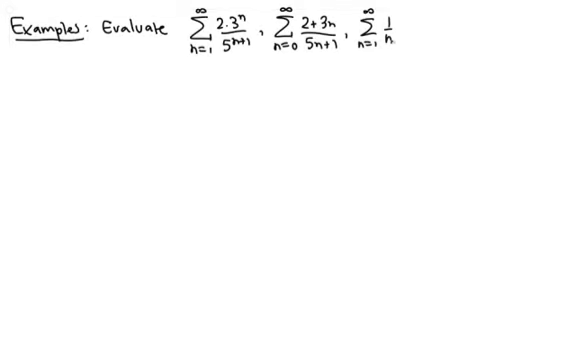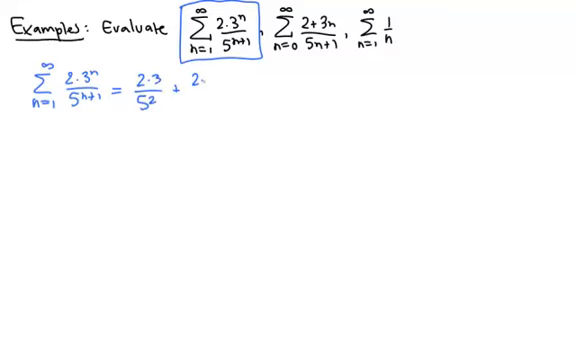So let's close the section up by taking a look at a couple of series and seeing if we can evaluate them. So our first series, well, let's write it out and see what we get here. Our first example, the summation n going from 1 to infinity of 2 times 3 to the n over 5 to the n plus 1. If I write out its terms, that looks like 2 times 3 over 5 squared plus 2 times 3 squared over 5 cubed plus 2 times 3 cubed over 5 to the 4th plus 2 times 3 to the 4th over 5 to the 5th.